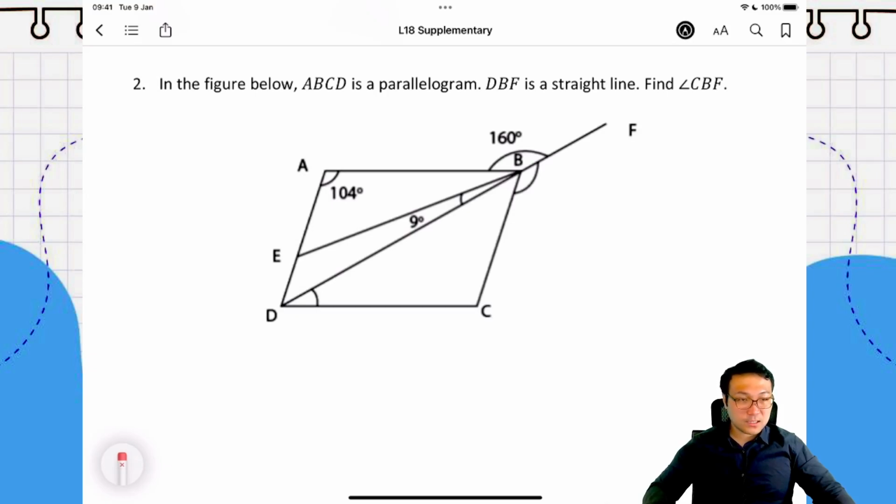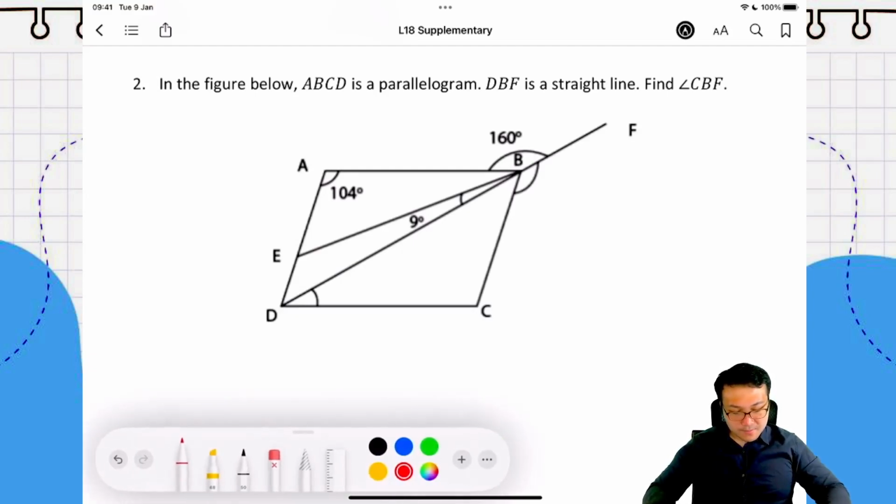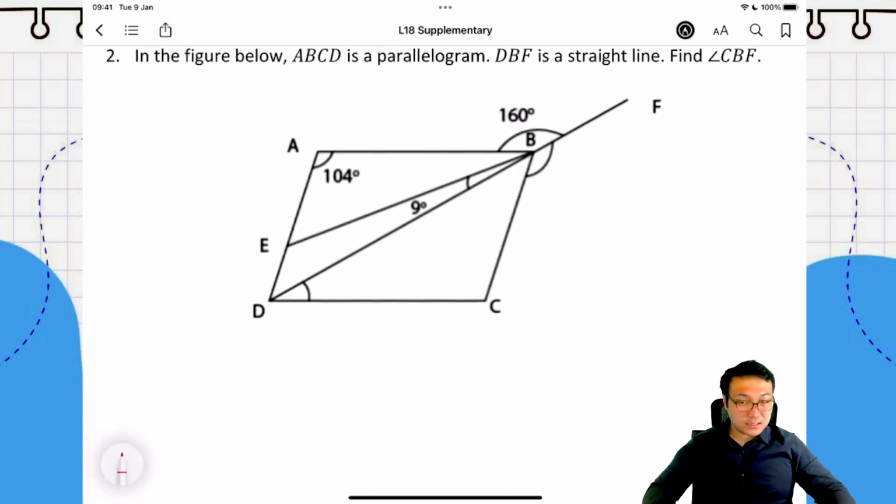Can I get Gwen to volunteer for this? Hi Gwen. So they say ABCD is a parallelogram. So immediately we can label the parallel lines. BCD, where's BCD? BCD is 104, because it's a parallelogram. Very good. But actually, I don't need to find BCD there.